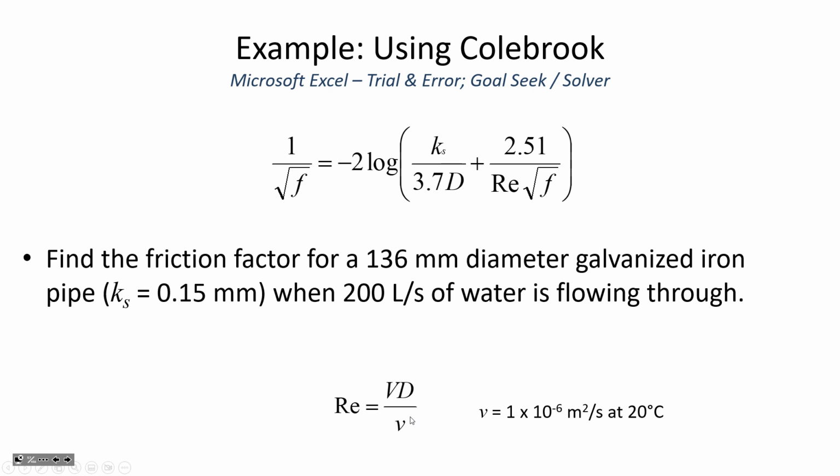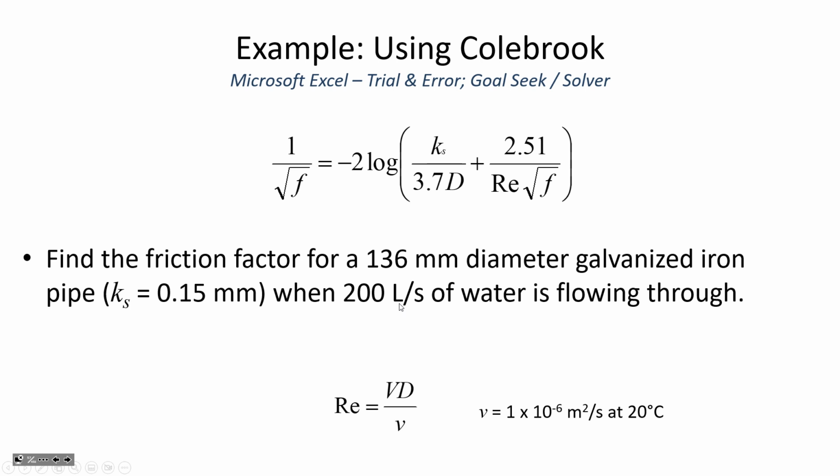Okay, so the cross-sectional area of this pipe is 0.01453 square meters. The velocity of the water that flows through it is the flow rate divided by the cross-sectional area. So V equals Q divided by A. So our flow rate is 200 liters per second.